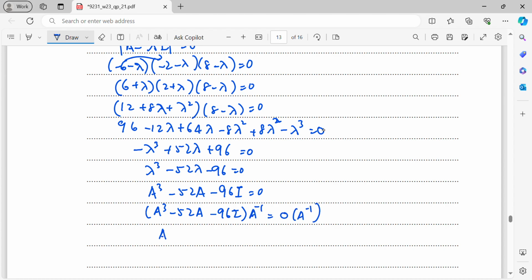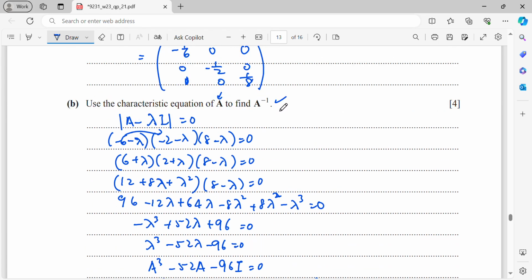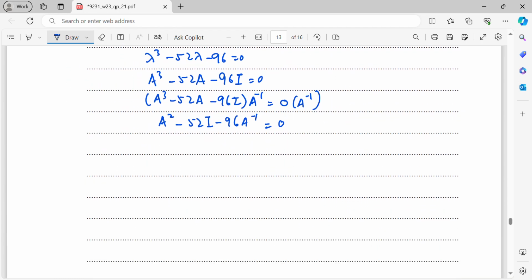So here you get A squared. A times A inverse is I. Then 96 A inverse equals the 0 matrix. And now you need to get A inverse. So this 96 A inverse, move to the other side, it will be A squared minus 52I. So then from here, A inverse is 1 over 96 of A squared minus 52I.